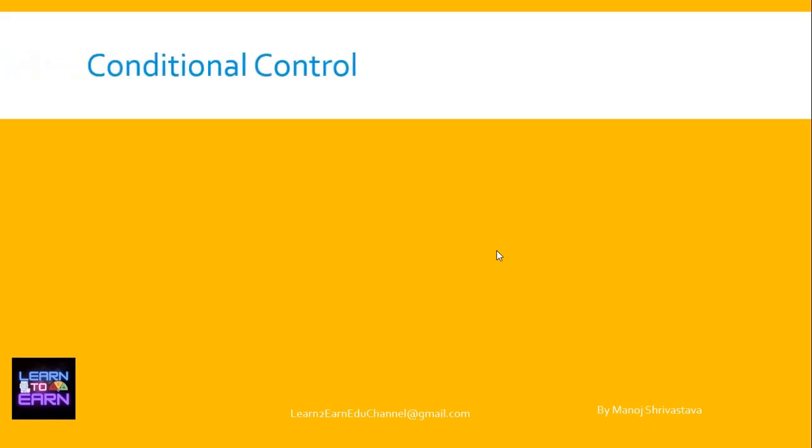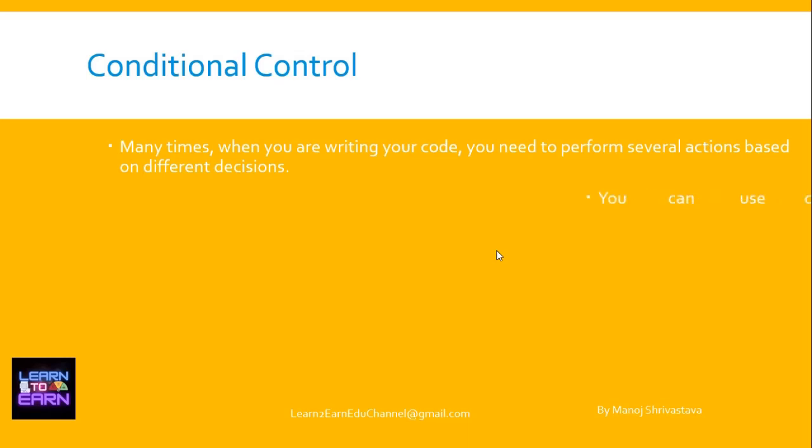Welcome back, guys. So we will start our third module, conditional control. Many times when you are writing your code, you need to perform several actions based on different decisions. You can use conditional control statements to perform such tasks.